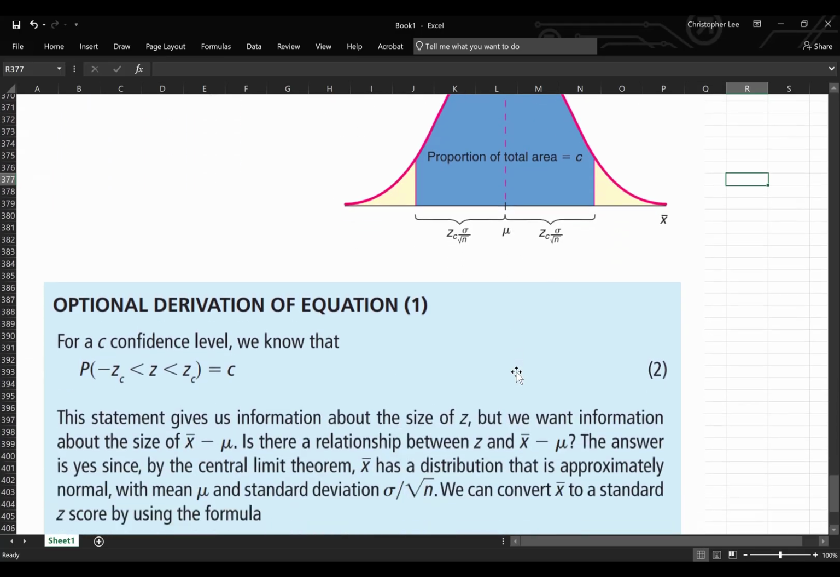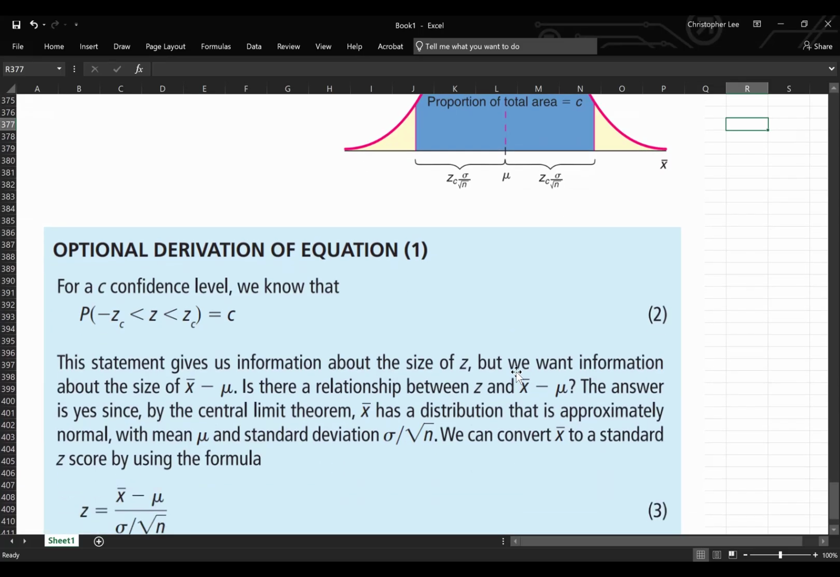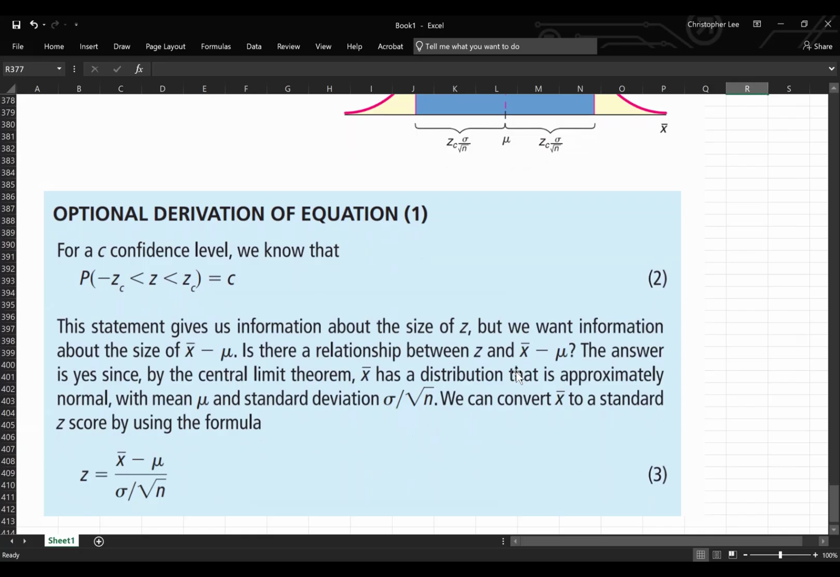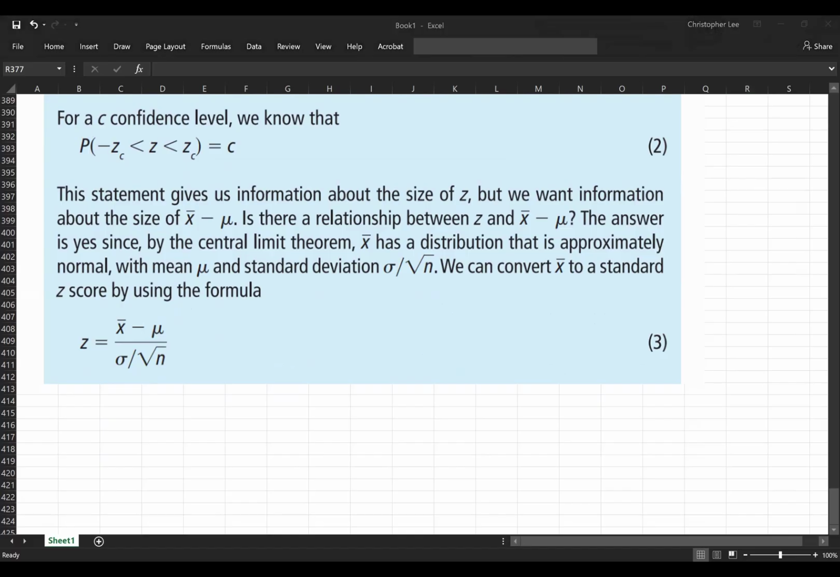All right, so the optional derivation of equation one for confidence levels: we know that the probability from negative z critical to z critical is equal to the confidence level. This statement gives us information about the size of z, but we want information about the size of x bar, the sample mean, minus our population mean. Is there a relationship between z and x bar minus mu? The answer is yes. Since by the central limit theorem, x bar has a distribution that is approximately normal with mean mu and standard deviation sigma over the square root of n, we can convert the sample mean x bar to a standard z score using our old formula. Z is equal to x bar minus mu over sigma over the square root of n. So you see, it all connects.